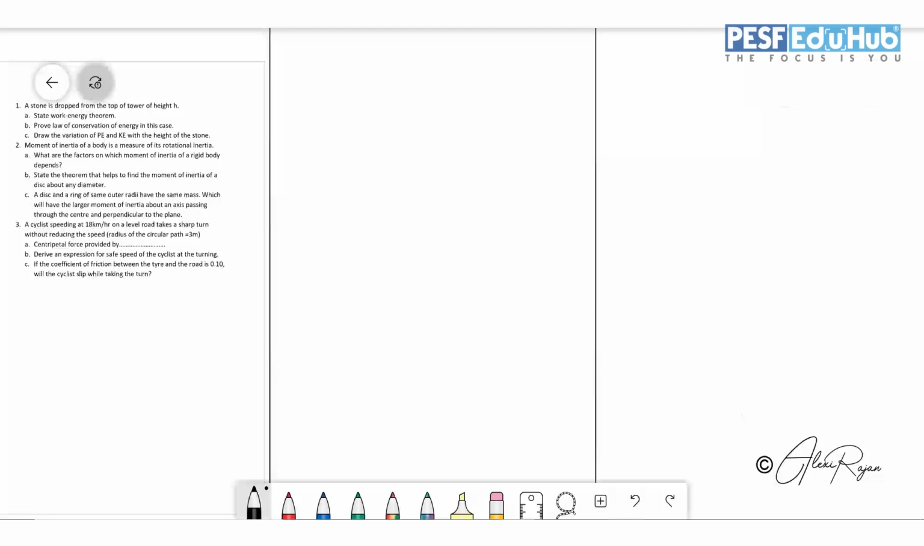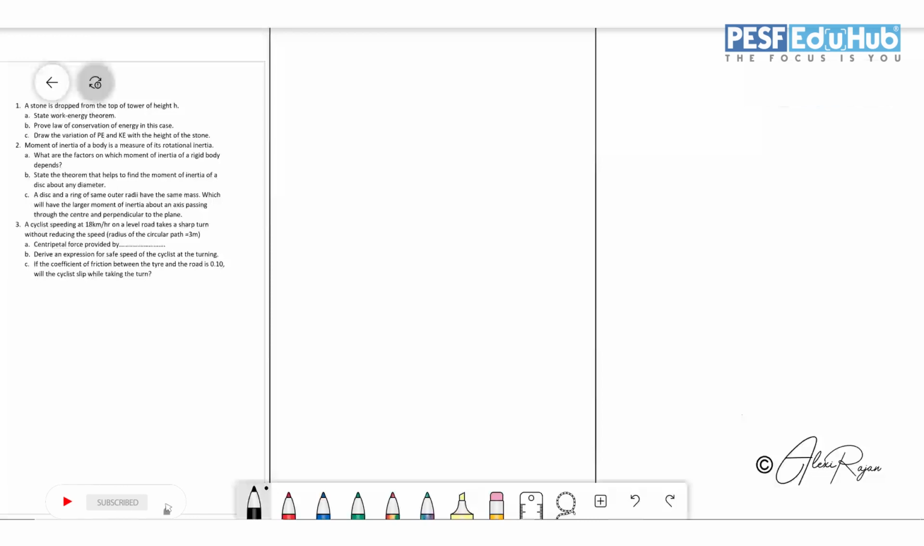First sub question, state work energy theorem. Second sub question, prove law of conservation of energy in this case. And the third sub question, draw variation of potential energy and kinetic energy with height of the stone. So these are the three questions. These questions can come under essay type models, that means 5 marks questions.